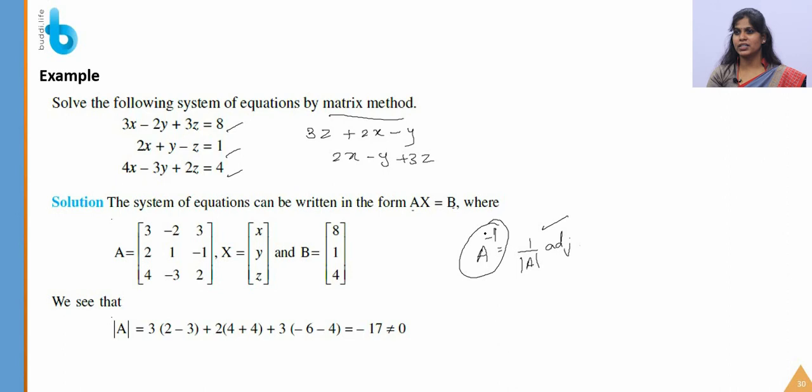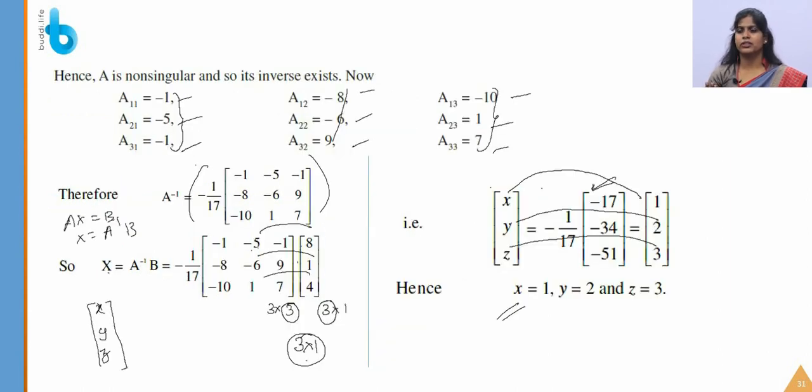For finding the solution of the equations by the matrix method, we need the A inverse of the given matrix A. For finding the inverse of the matrix, we need to check whether it is singular or non-singular. So we need the determinant of A. Find the determinant of A and see that it is not equal to 0, hence it is a non-singular matrix, and therefore A inverse also exists. Therefore we will find A inverse. The formula is 1 by determinant of A into adjoint of A.